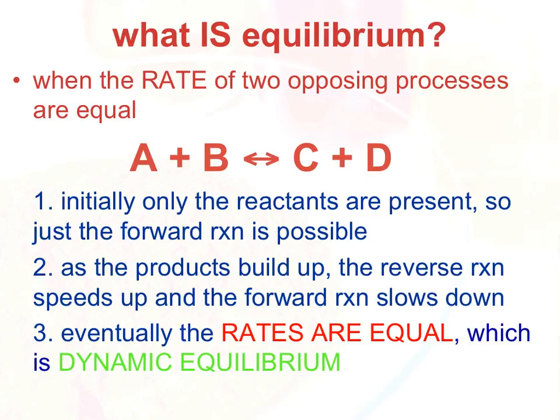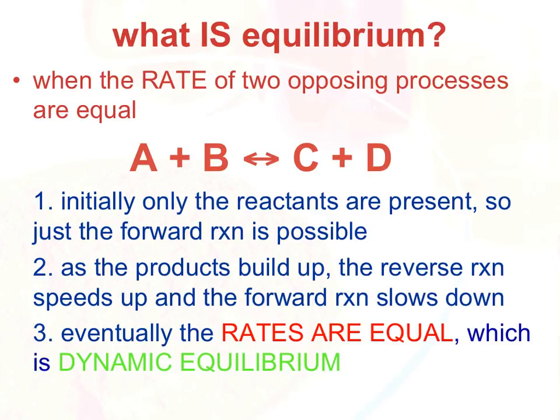So what is equilibrium? Equilibrium is when the rates of two opposing processes are equal to one another. Initially, for many chemical reactions, we're just going to have our reactants present. In that specific situation, the forward reaction is the only one that's possible. So A and B are going to convert to C and D initially. Now, as C and D start to build up, the reverse process is going to start to occur. So C and D are going to basically produce reactants.